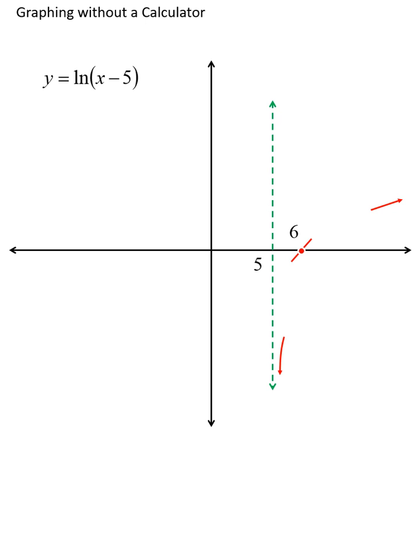Nonetheless, we've analyzed all 5 key components of the graph. Now it's just a matter of drawing something that's consistent with all of them. And we're not looking for excellent scaling here, but just some general sketch of the graph. There is what the graph looks like for the natural log of x minus 5.